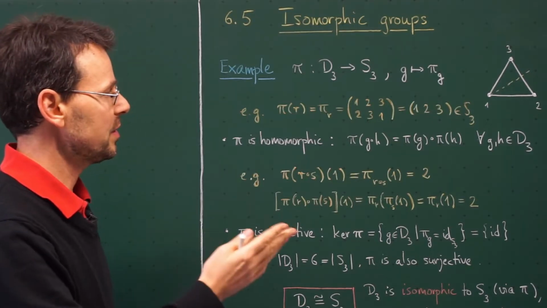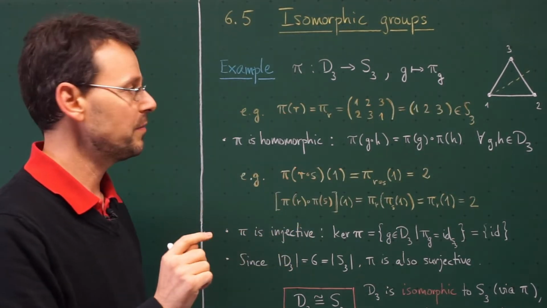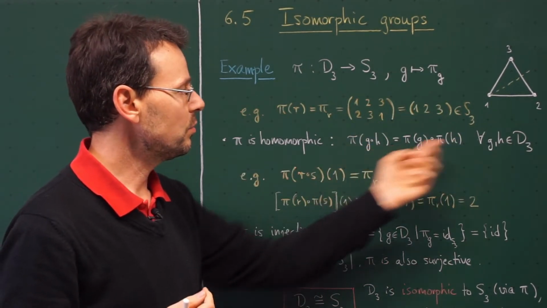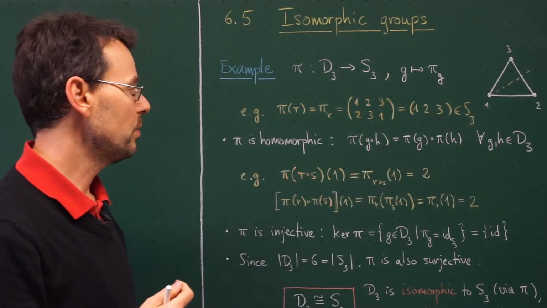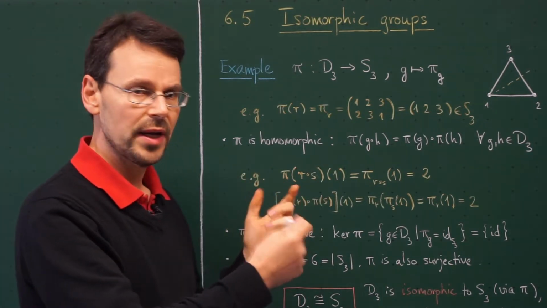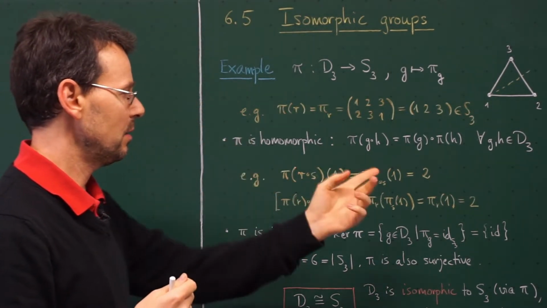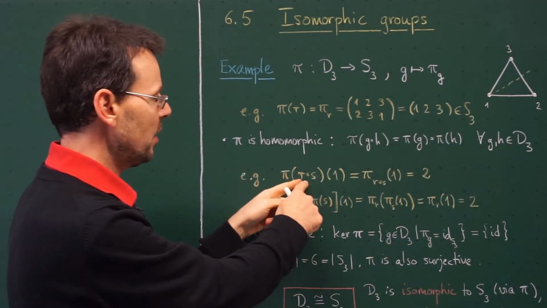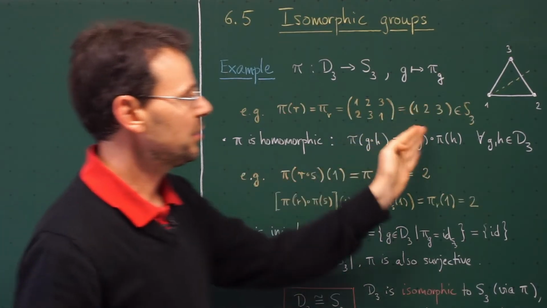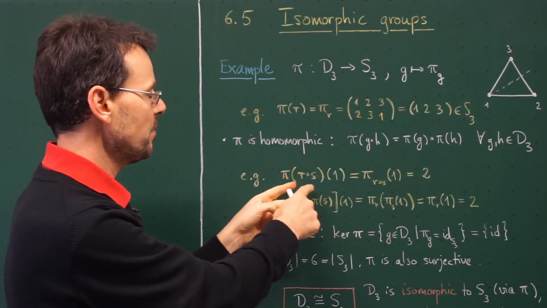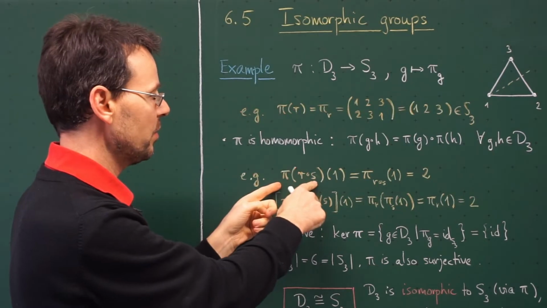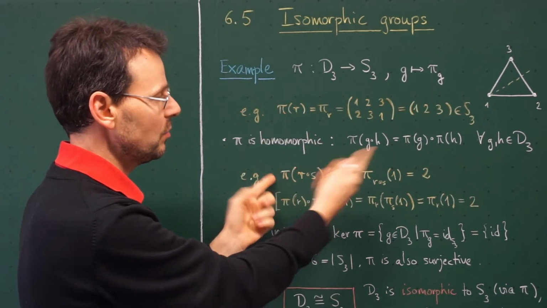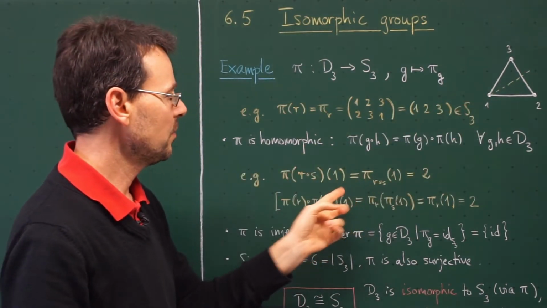Now, this is not just a map, it is also a homomorphism. Why? For a homomorphism, we need to check that this is true for all elements of the dihedral group. This is harder to write down than to actually understand. I think an example helps best. Let's take R, our rotation, and S, the reflection about this symmetry axis here. Then what is pi of R composed with S? It is a permutation. So let's apply it to, say, vertex 1.